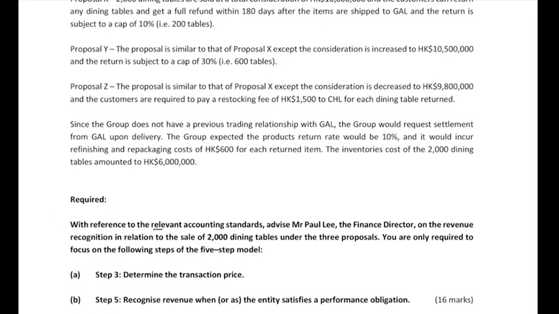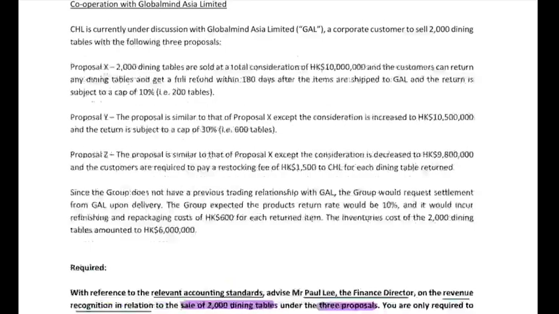With reference to the relevant accounting standards, advise the Finance Director, Lee, on revenue recognition in relation to the sale of 2,000 dining tables under the three proposals. For this question, we only need to discuss Step 3, determine the transaction price, and Step 5, recognize revenue when or as the entity satisfies the performance obligations.